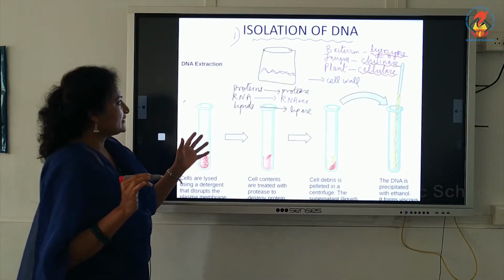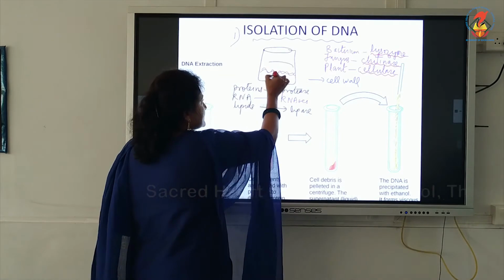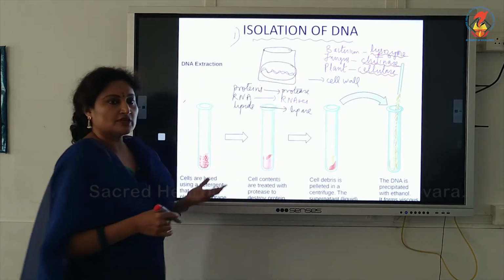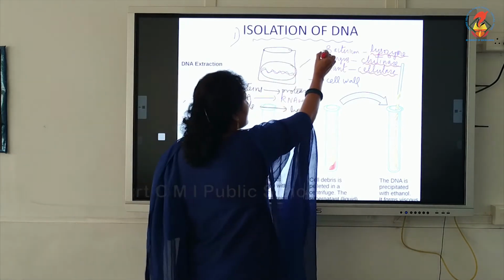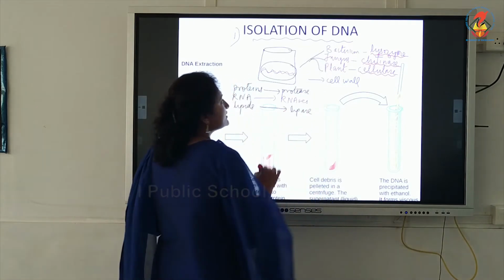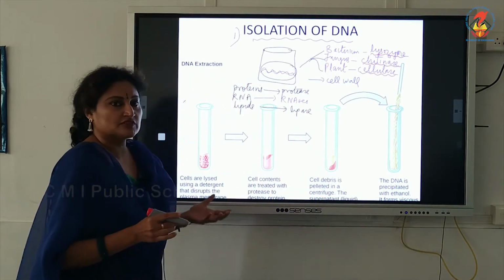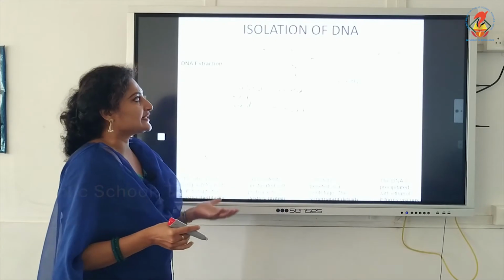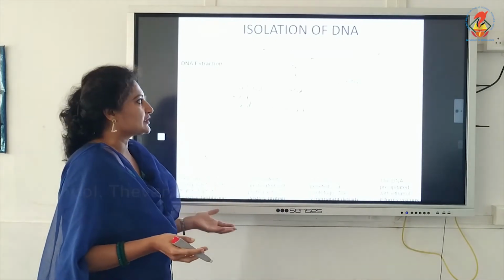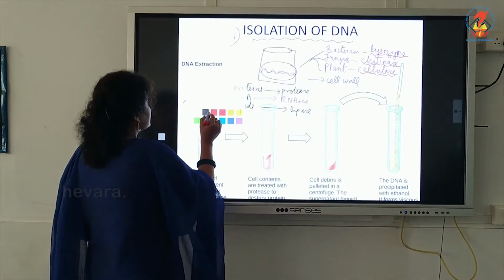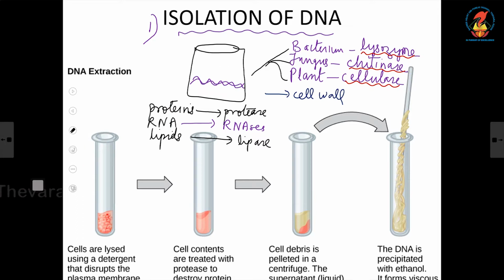So once again, the DNA is enclosed in a cell wall. The cell wall should be removed. For removing the cell wall, it depends on the source organism. If it's a plant, treat it with cellulase. If it's a fungus, treat with chitinase, and if it's a bacterium, treat with lysozyme. So what happens as a result? The cell wall gets destroyed and removed.